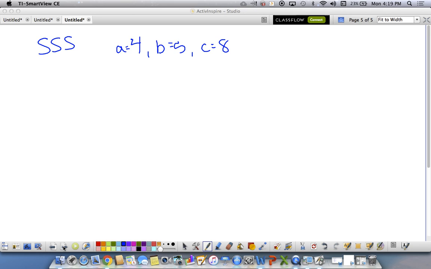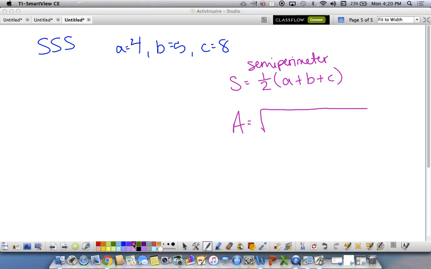So we first have to find the S, the semi-perimeter. S is equal to 1/2 of A plus B plus C. Then we find the area by taking the square root of S times S minus A times S minus B times S minus C. That's the formula for the area. So let's use it in this problem.